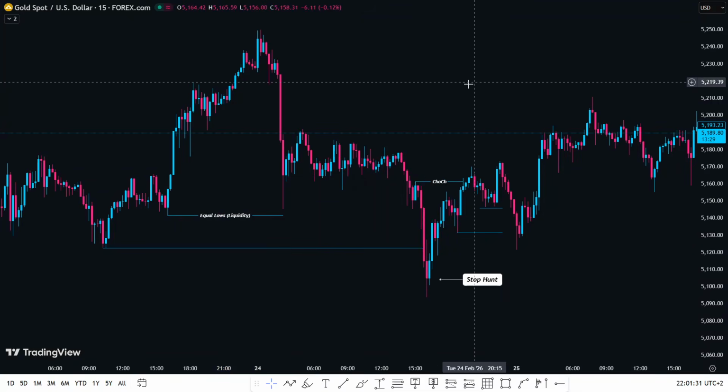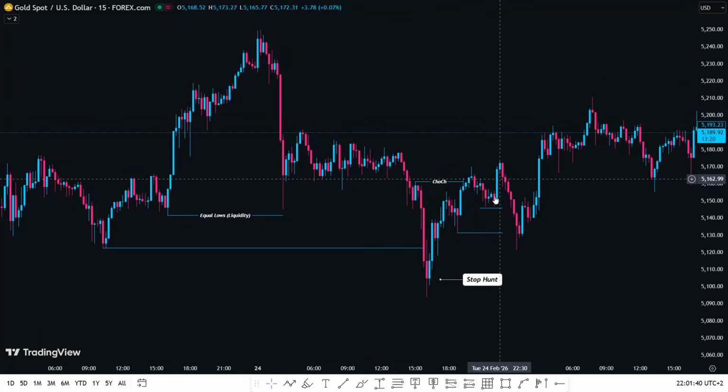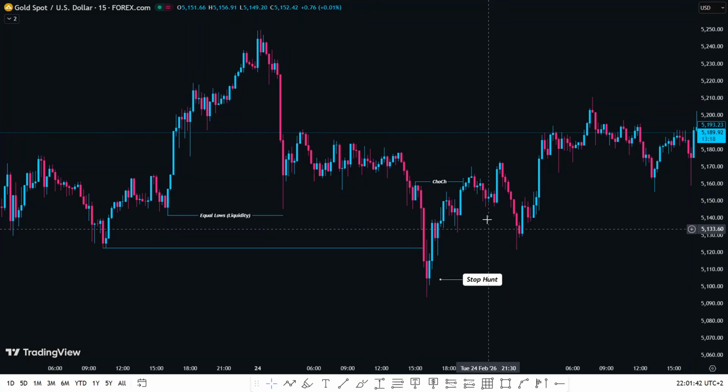So right now, what we've learned so far is that with equal lows, we have to trade below those equal lows to create a stop hunt. Then we have to create a change of character. These are the things that we already learned, right?